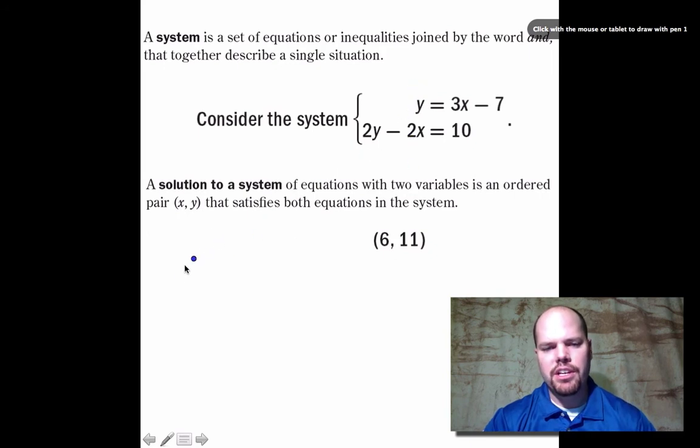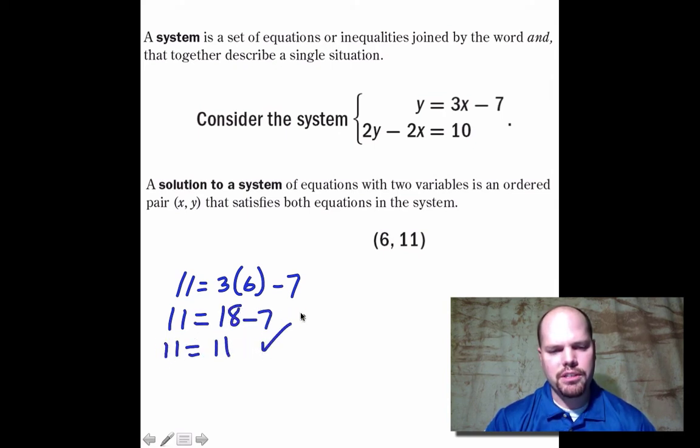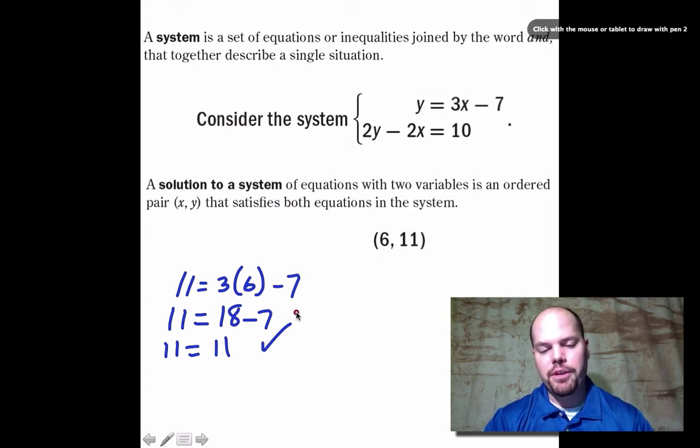Let me check it in the first equation. So 11 equals 3 times x, which is 6, minus 7. And this works because 11 does equal 18 minus 7. It checks there. Now, if it works in one, it has to work in the other, or it's not a solution. It can work in one but not the other, but that's not a solution.